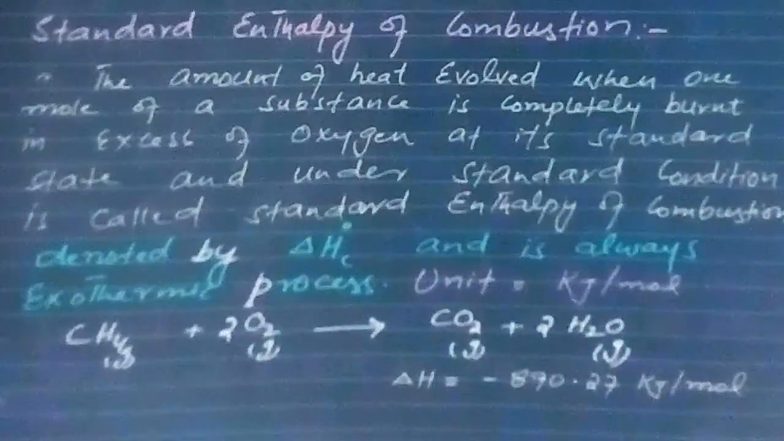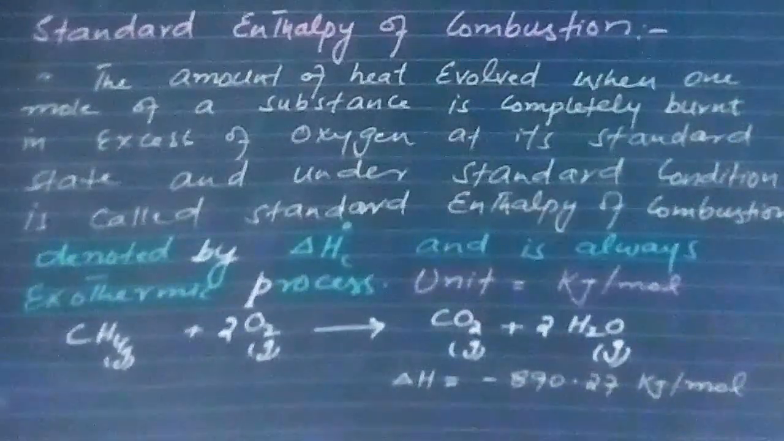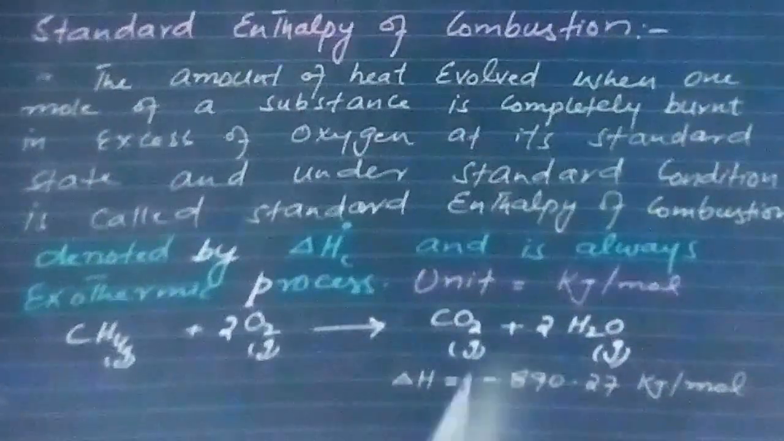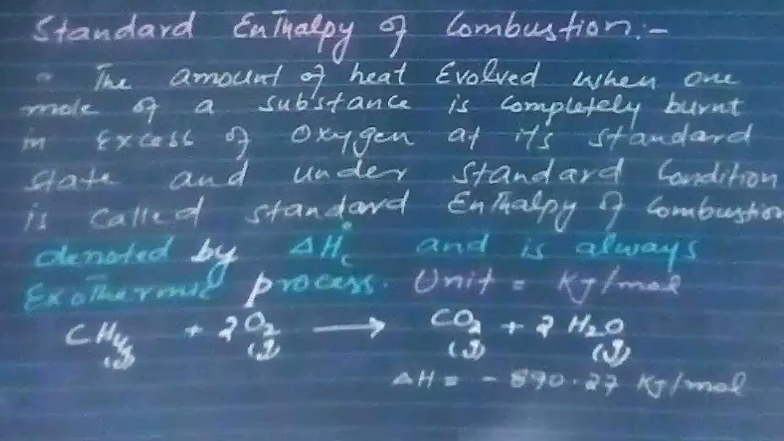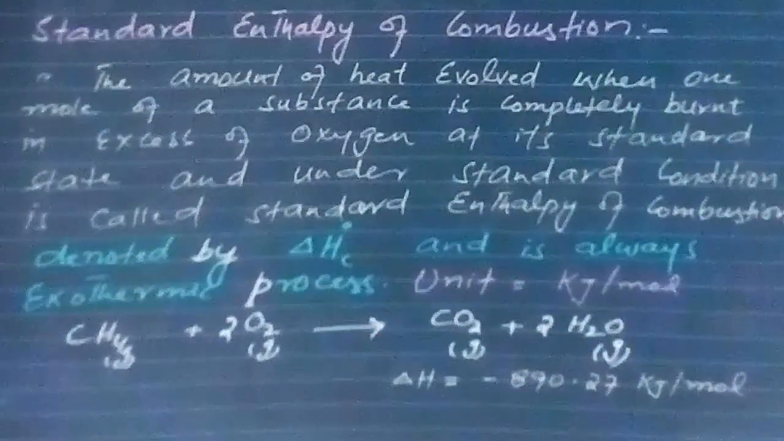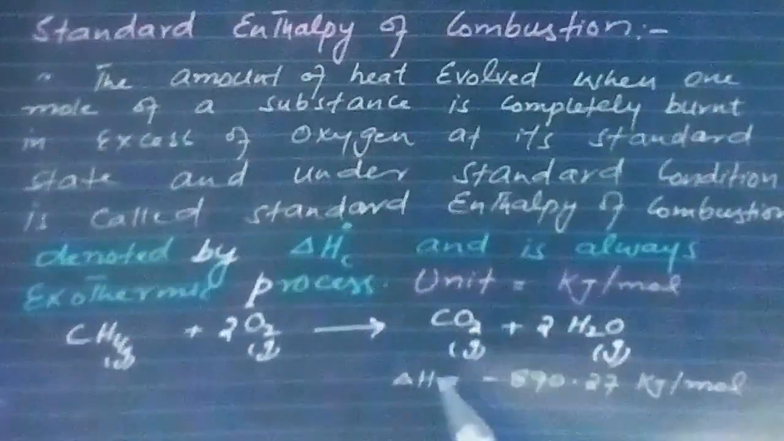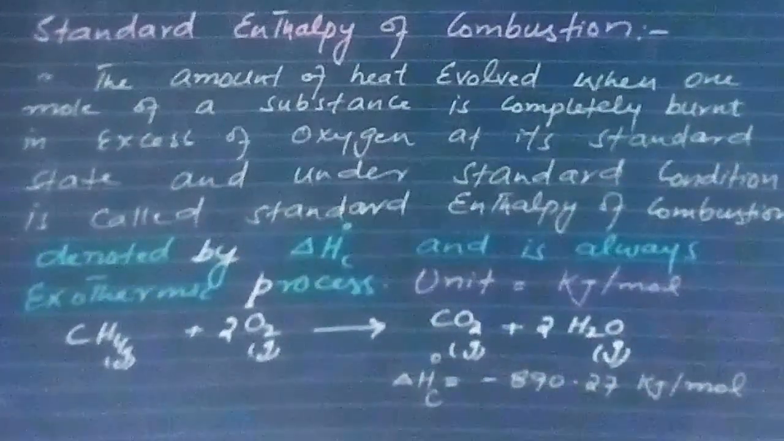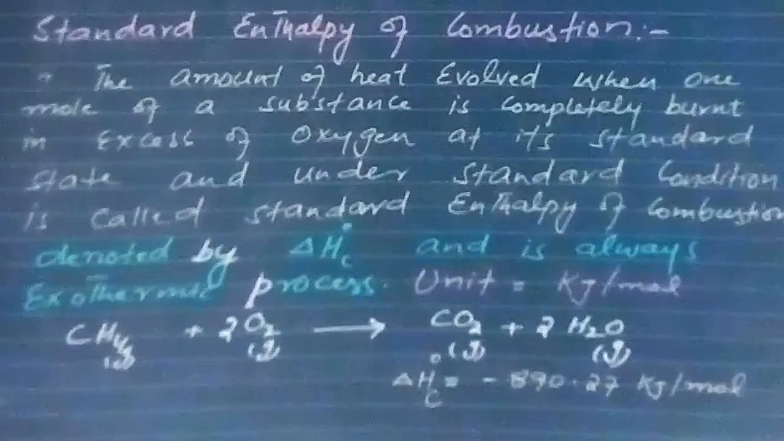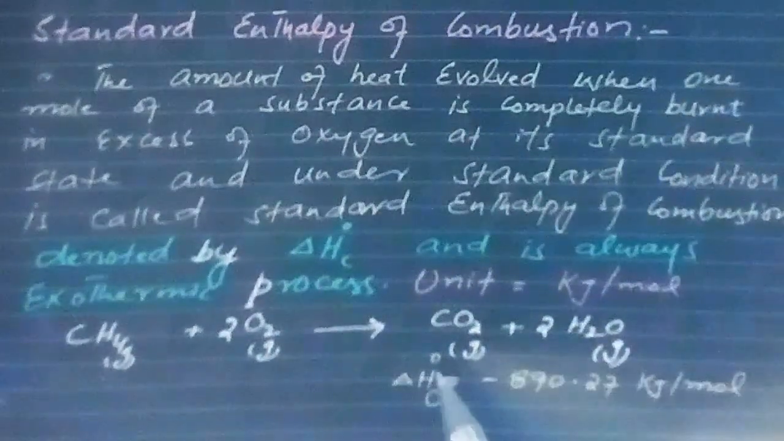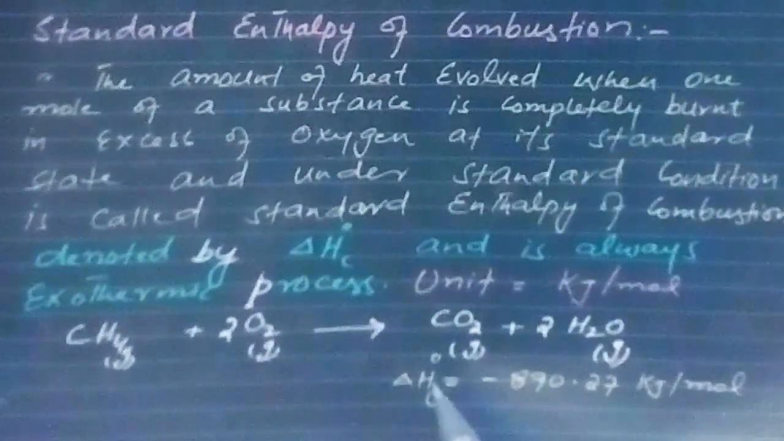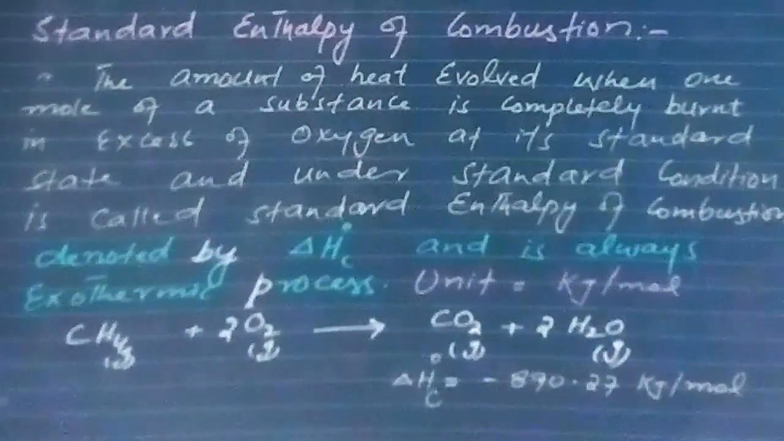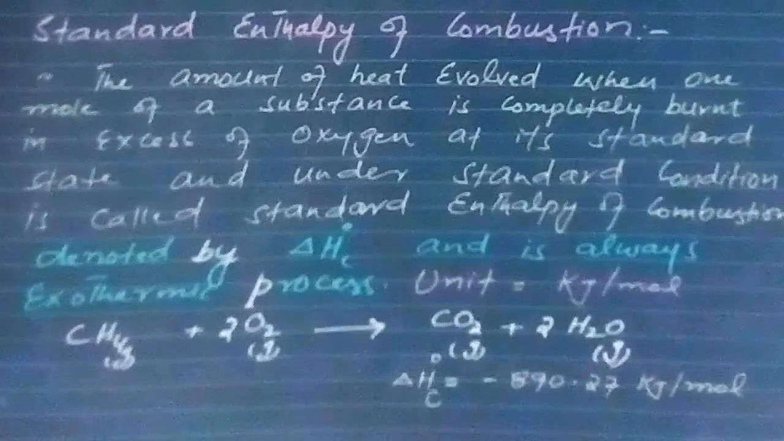For example, take methane gas burnt in the presence of excess oxygen to form carbon dioxide and water. The heat evolved in this case is termed the enthalpy of combustion, and it is denoted by delta H naught with a small c. The c represents combustion, and the 0 over delta H represents standard states. This is the standard enthalpy of combustion of methane.